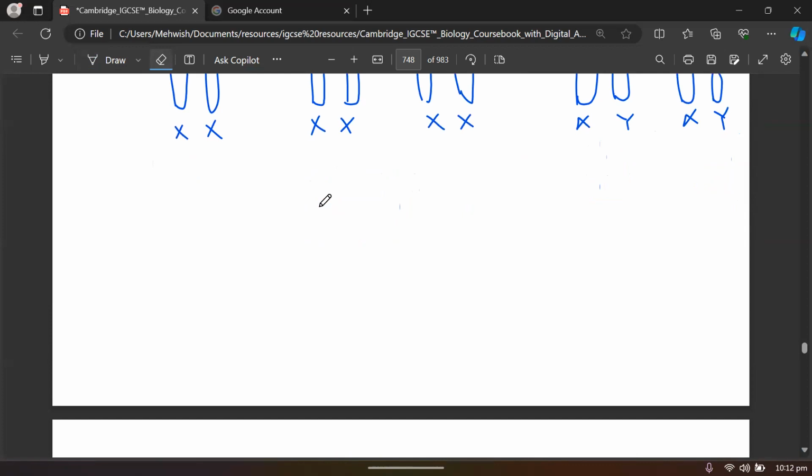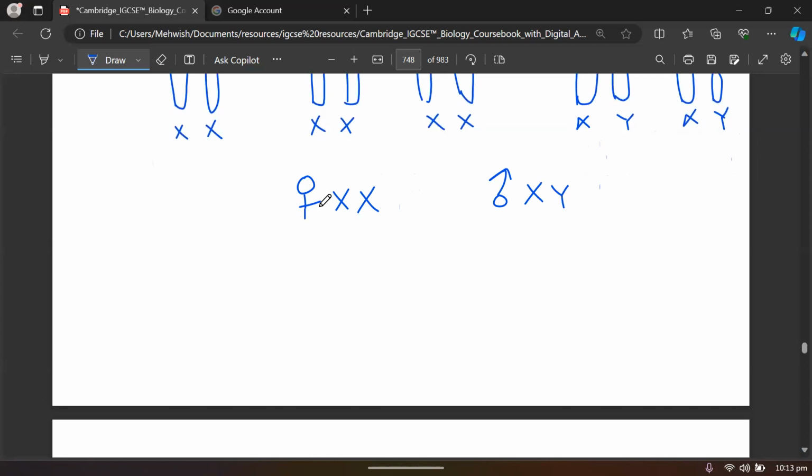How is it possible for a couple, where both partners are normal, to have a child with baldness? So a female and a male, when they get married, this female will always have an X chromosome, and this man can have only XY.